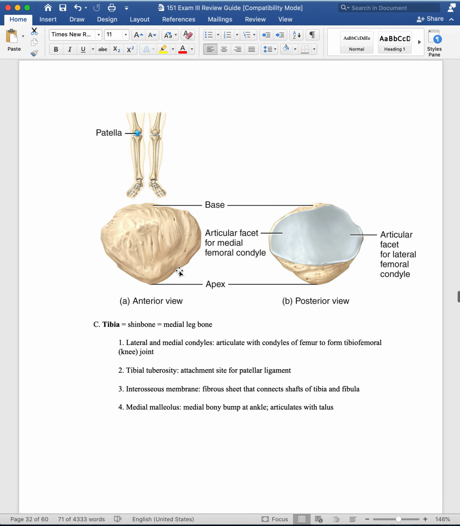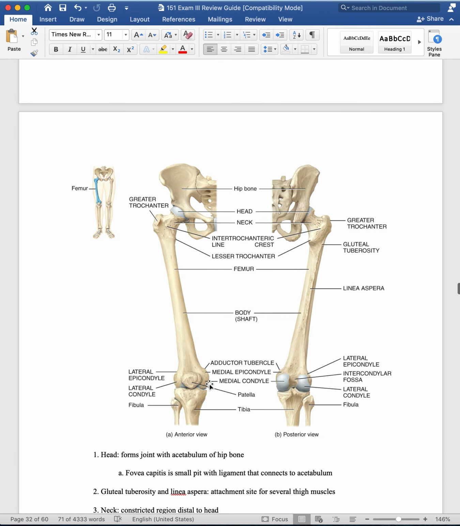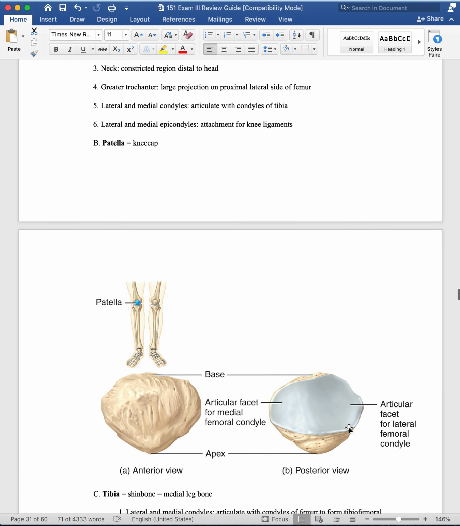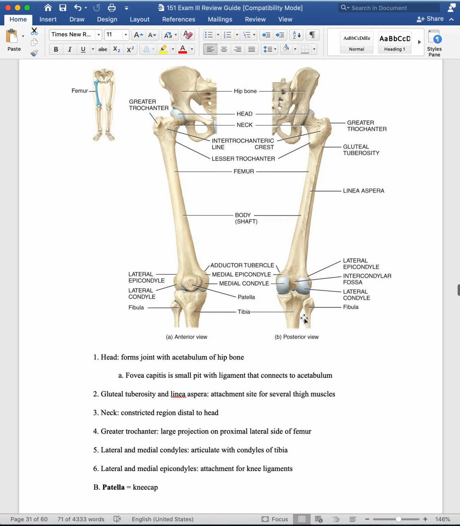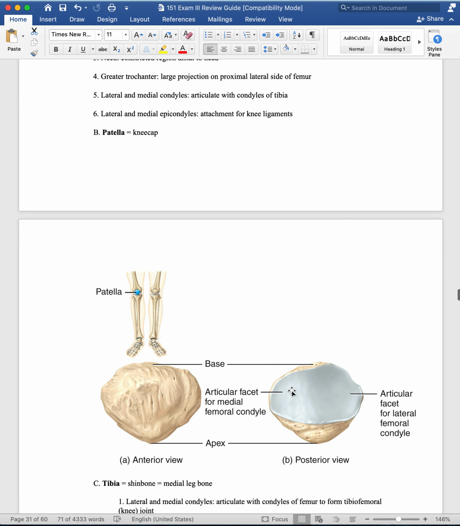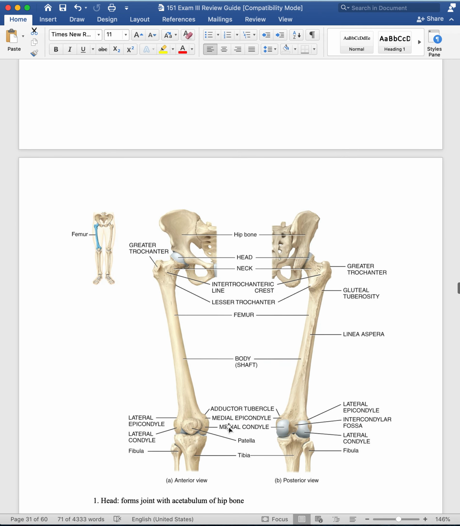The patella is going to have an articular facet that's going to allow the medial femoral condyle here to rub along it, and then an articular facet for the lateral femoral condyle. So this is the medial, there's the lateral. So it's going to allow for articulation with both of those. And you can see here's the knee, or sorry, the patella sitting right on top of that.